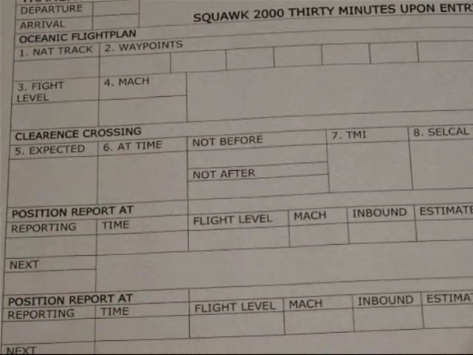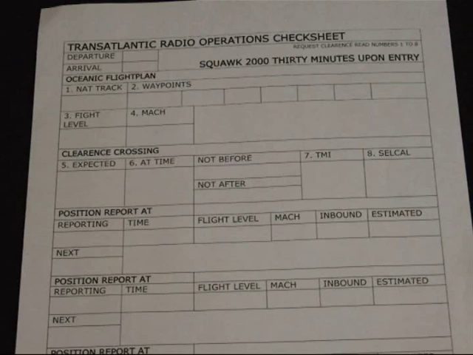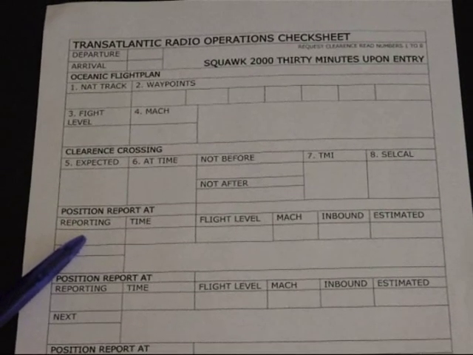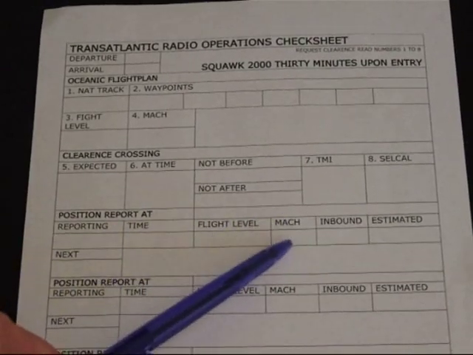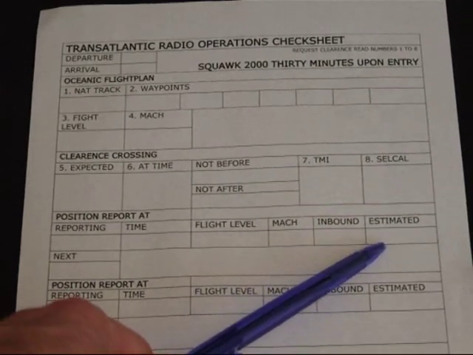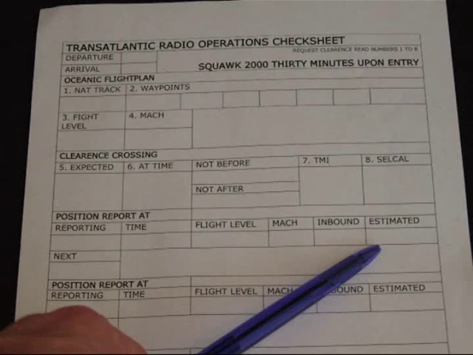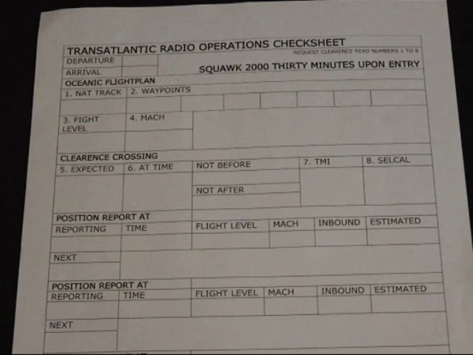And that's what the rest of the sheet is for. I'll zoom out a little bit for you. This sheet allows you to basically write in all of this stuff well in advance. So if you just read from the sheet, you can't muck it up, you would think. So for example, position report, reporting 4920 north at 1523 Zulu, flight level 310, Mach decimal 82. Next is 4830, estimated at 1600 Zulu. If you fill in this sheet as you go along, you won't have any problems.